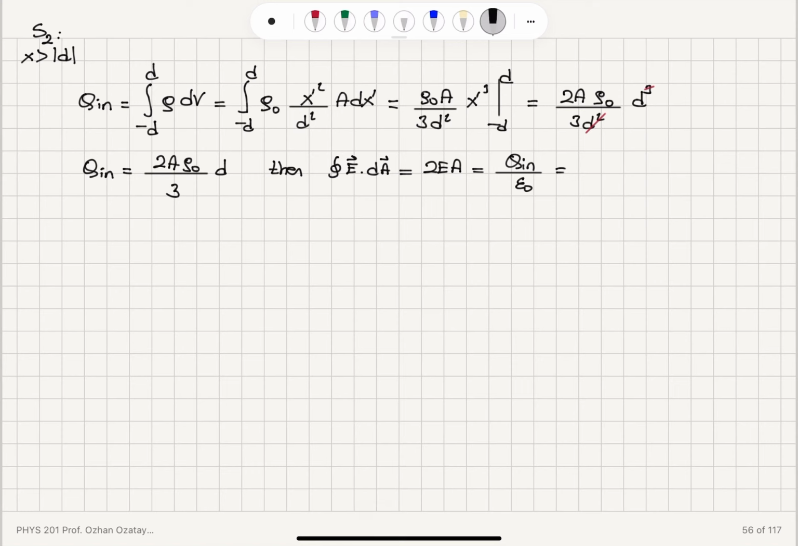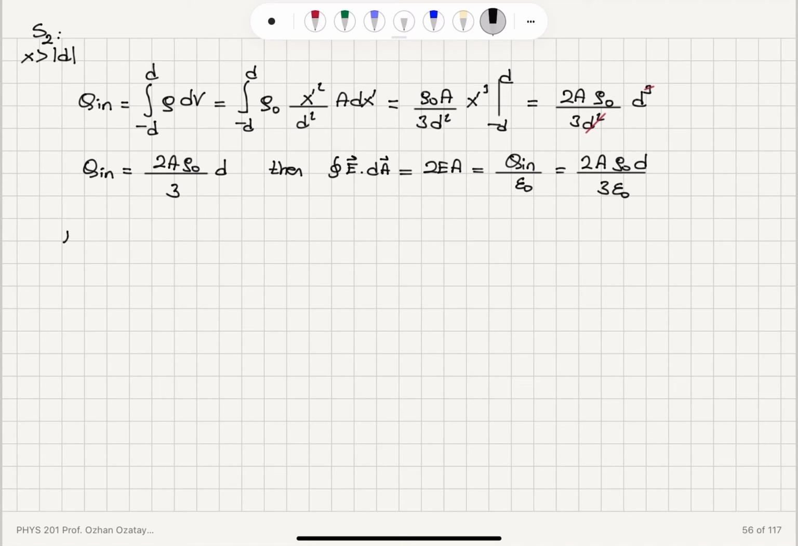And this gives me 2a rho 0 d divided by 3 epsilon 0 for the electric field magnitude.